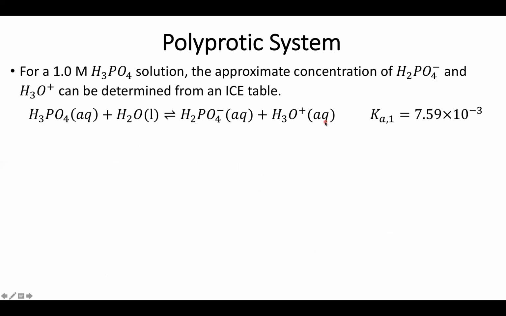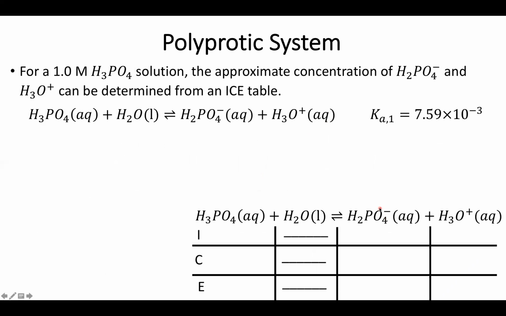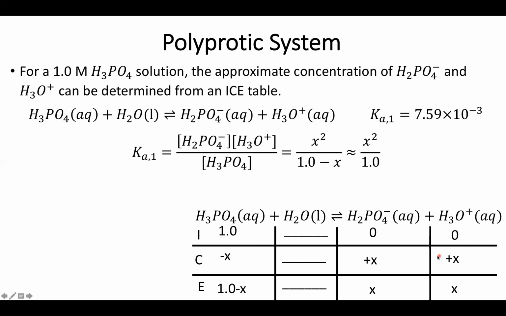And what we can do is use an ice table then to figure out how much dihydrogen phosphate and how many protons are released. So if I start with a 1 molar solution, we're going to assume that I'm going to have no dihydrogen phosphate and no hydrogen present. So then I'll decompose the phosphoric acid and produce my conjugate base and protons. And it works just like a normal ice table. We go ahead and plug it in.